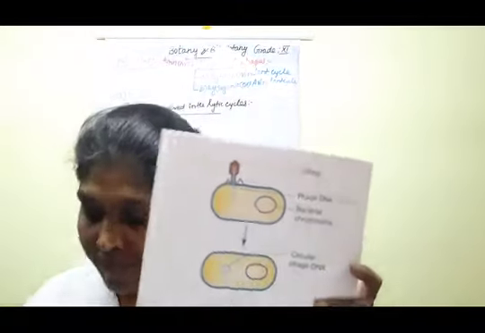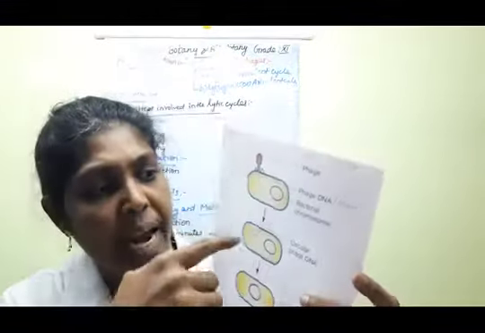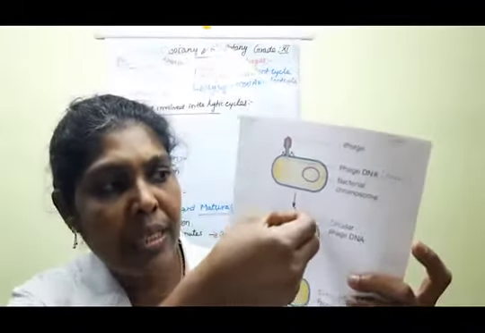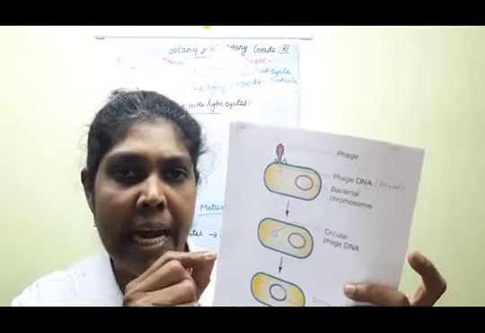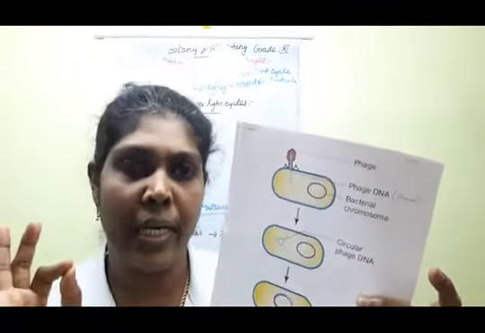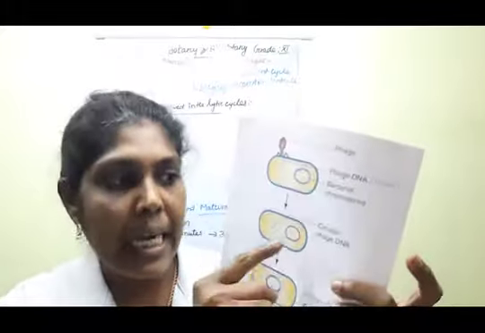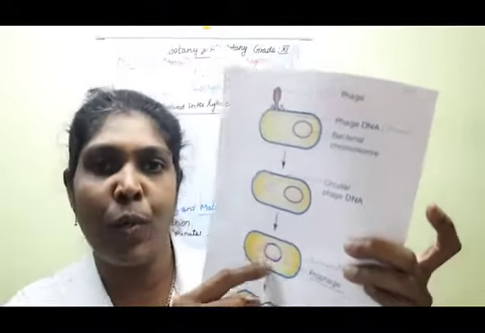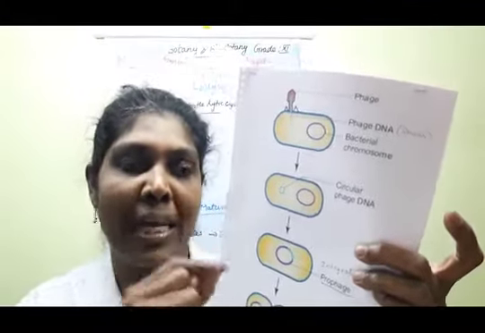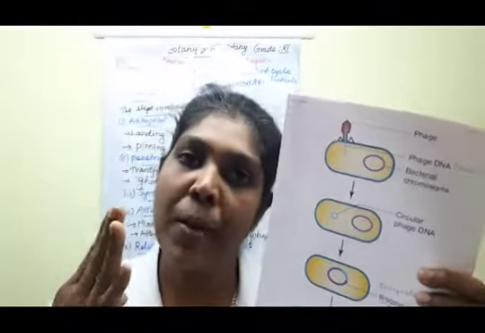Yes. Next one: what do you mean by prophage? The phage DNA molecule first enters inside the host cell as linear DNA. Then it becomes circular in shape. Clear? Then this circular phage DNA is integrated with the bacterial chromosome. This integrated DNA of the phage in the bacterium is the term called prophage.